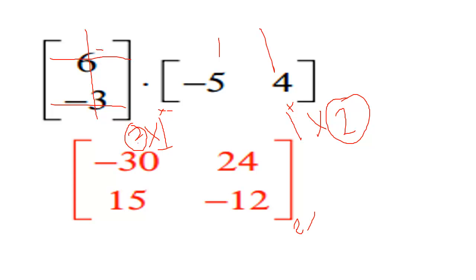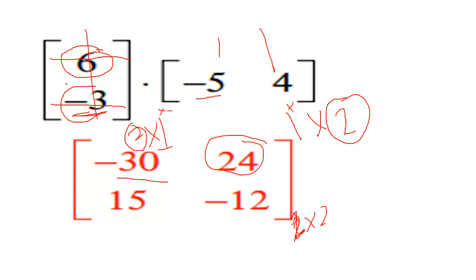So 2 times 2. Sorry guys, writing with the mouse is so hard, so please bear with me and write along. So 6 times negative 5 is negative 30, so that is entry 1,1. And 6 times 4 is 24. So we finished the first row. The second row is negative 3.